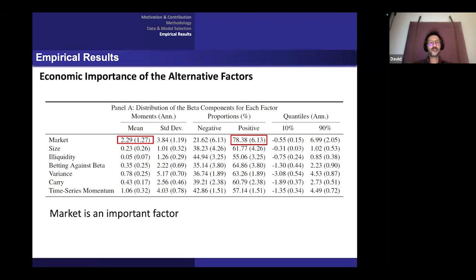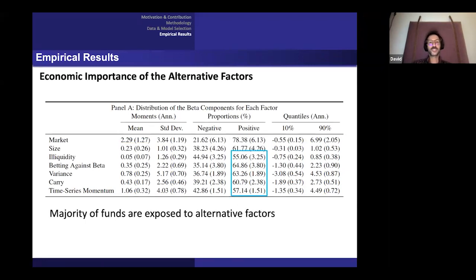Now, if you do that and you look at the cross-sectional distribution of the beta component under the CP model, you see that the market is accounting for 2% per year. And most of the funds load massively on the market, 78% of the funds. You see that for the alternative factors, positive exposure is observed for all of them. So more than 50% of the funds load positively on those alternative factors.